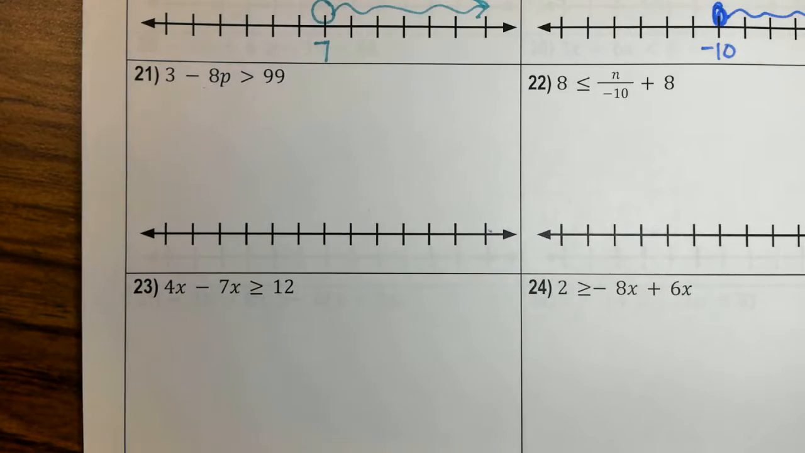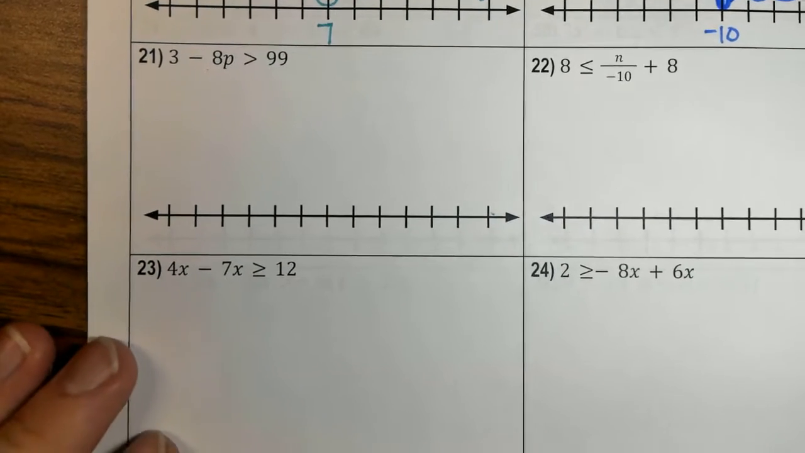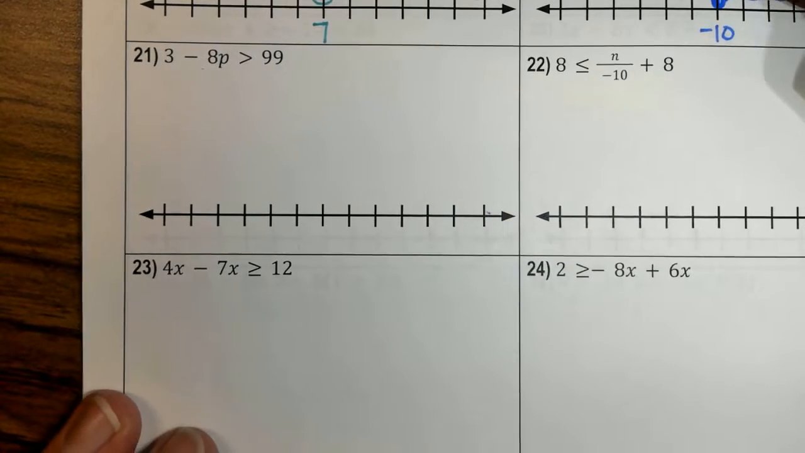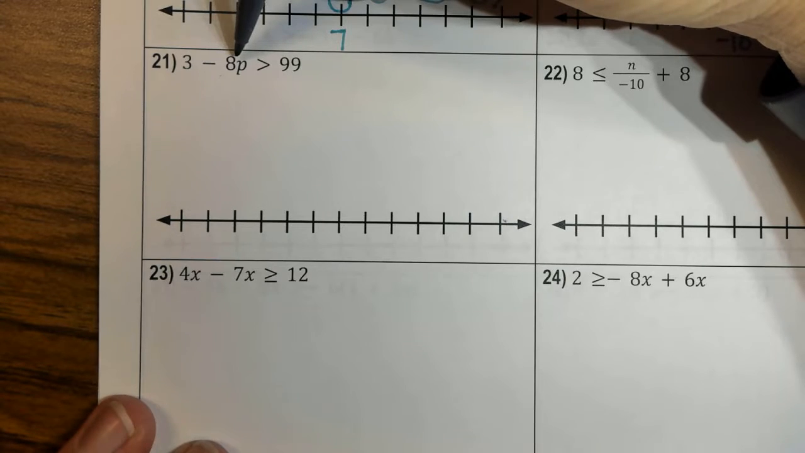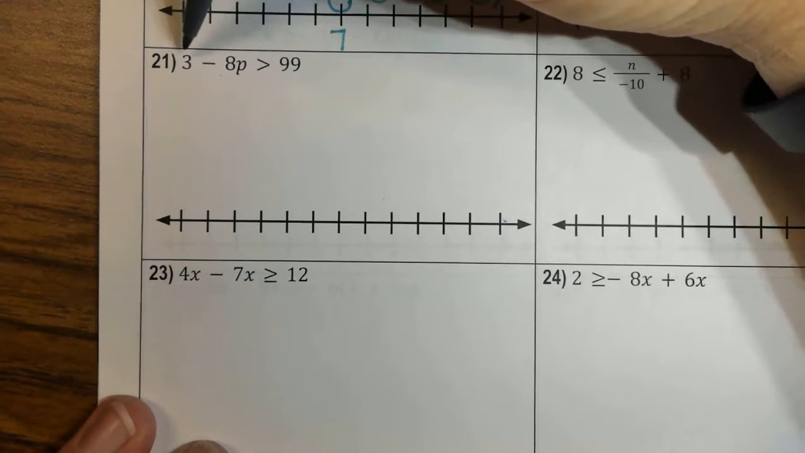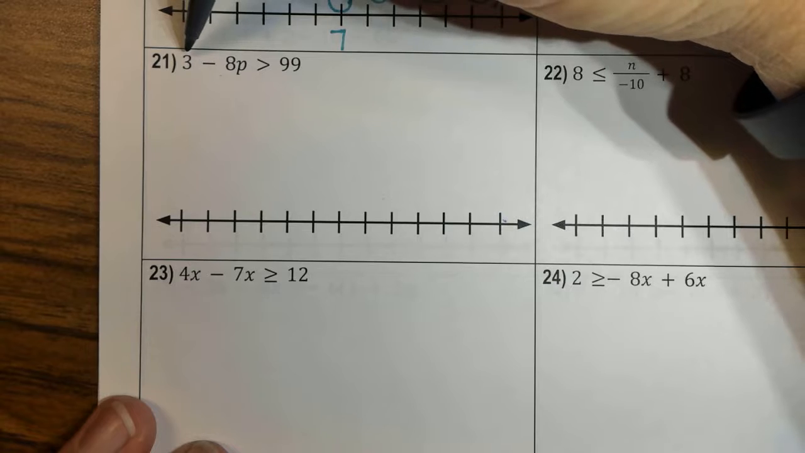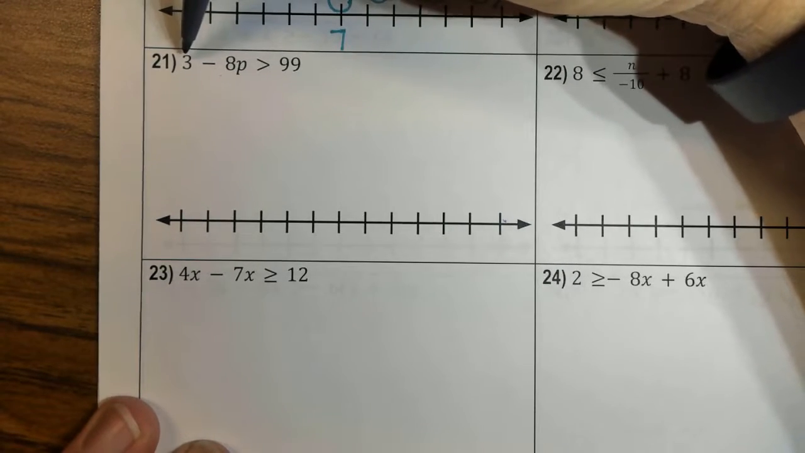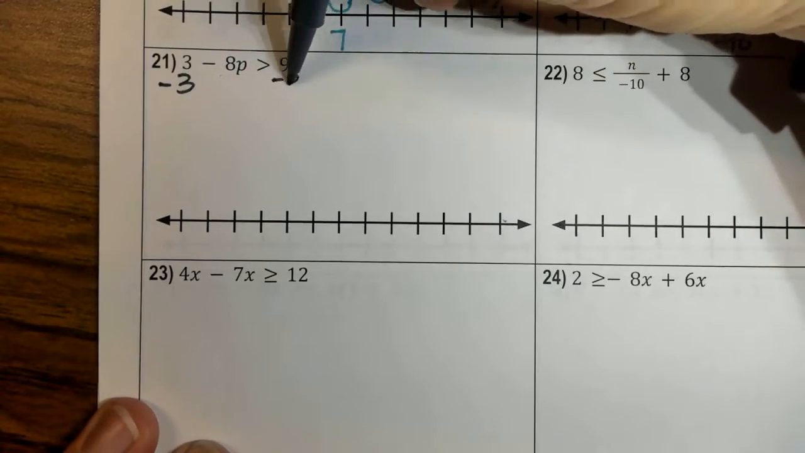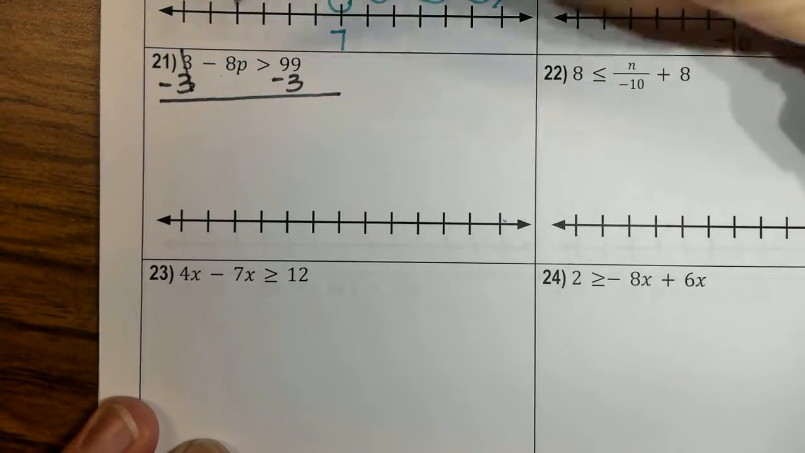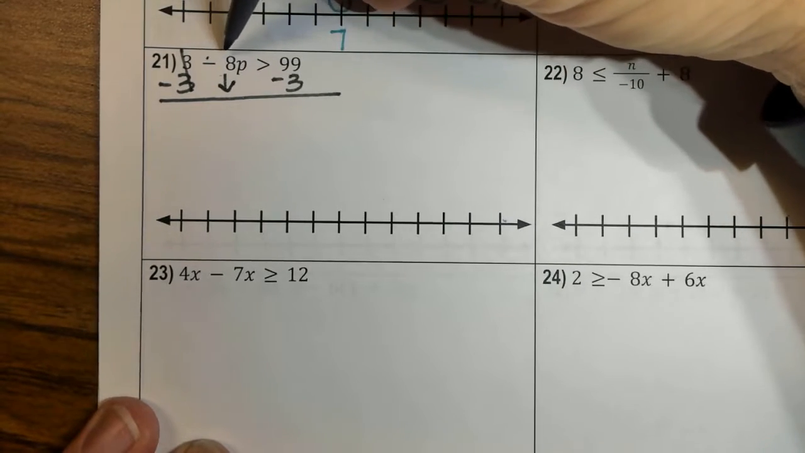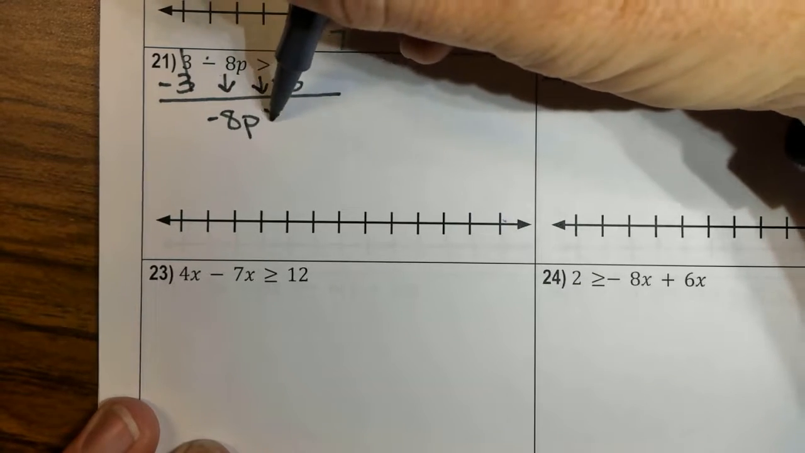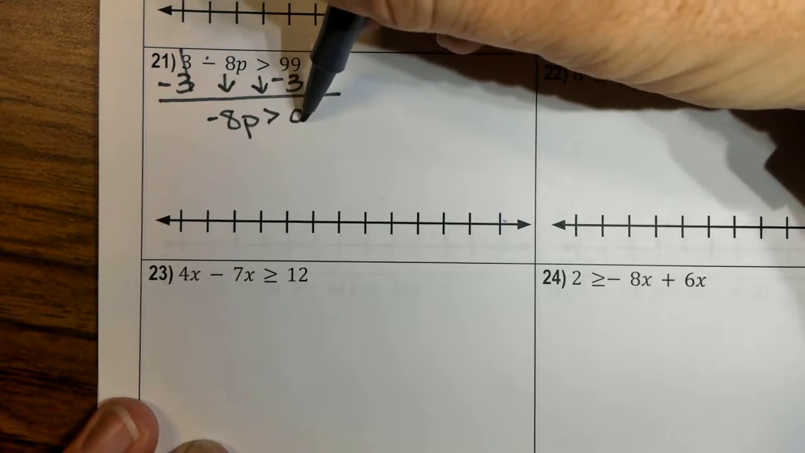And next question, 21. All right, 21. So this is kind of the same as the second page right now. I have a letter with a number, so I have to divide that, but before I divide, I have to move this 3. Okay, because 3 doesn't have a letter. So all numbers have to go the other side. So because it's a positive 3, I'm going to do -3 on both sides. I carry down my -8p. Don't forget the negative. My symbol didn't change. And 99 minus 3 is 96.